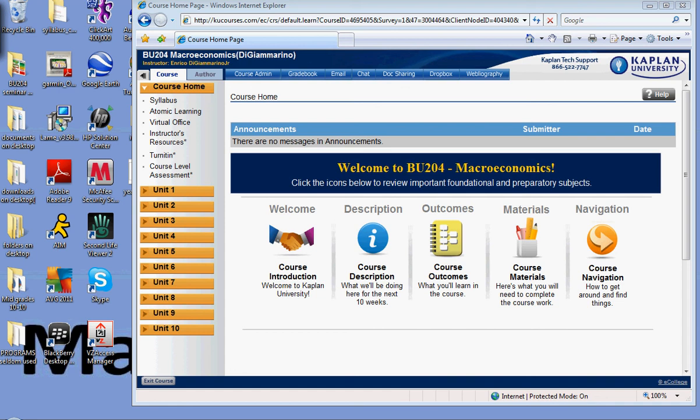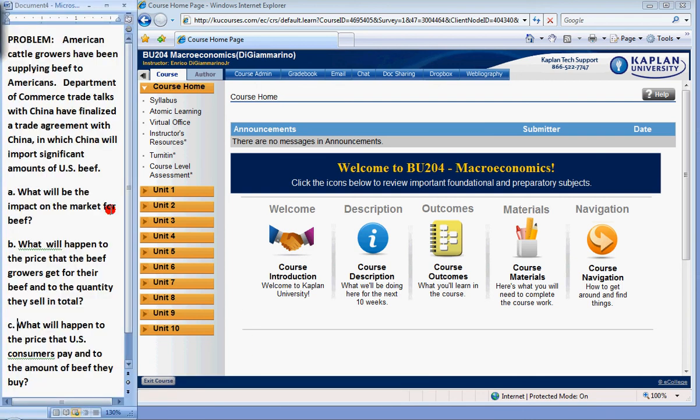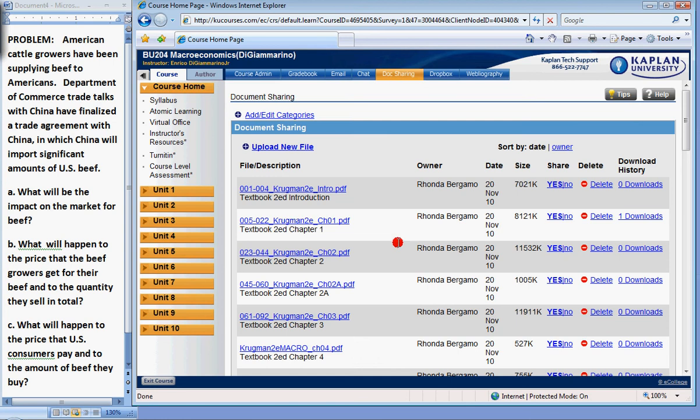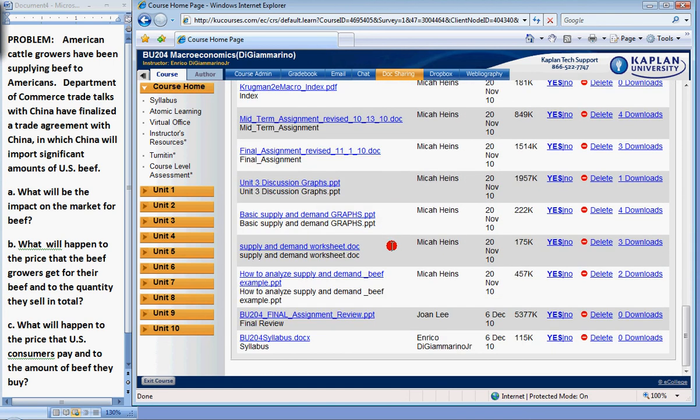I'd like to discuss some tools that we have in BU 204's doc sharing that will help you when you have a homework problem. Okay, let's begin with what a homework problem might look like. Here you see on the left side of the screen we have a problem. As a matter of fact, we have this same problem listed for you in doc sharing with a PowerPoint presentation on how to use the tool that I'm going to show you. Okay, so we have how to analyze the supply and demand beef example.